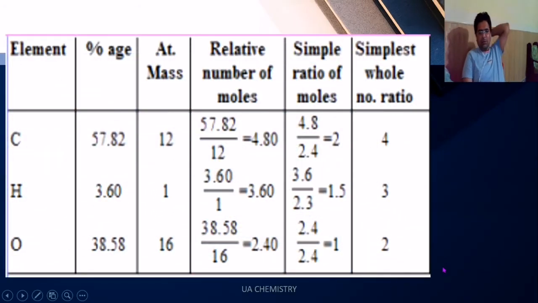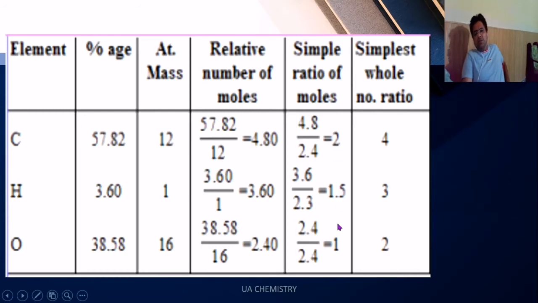Now we will have a second example, where the atomic ratio is in fraction. We have studied how the atomic ratio is calculated. First, percentage composition, then moles, then divide moles by the least value. As the least value is 2.40, divide all values by 2.40. The answers are 2, 1.5, and 1.